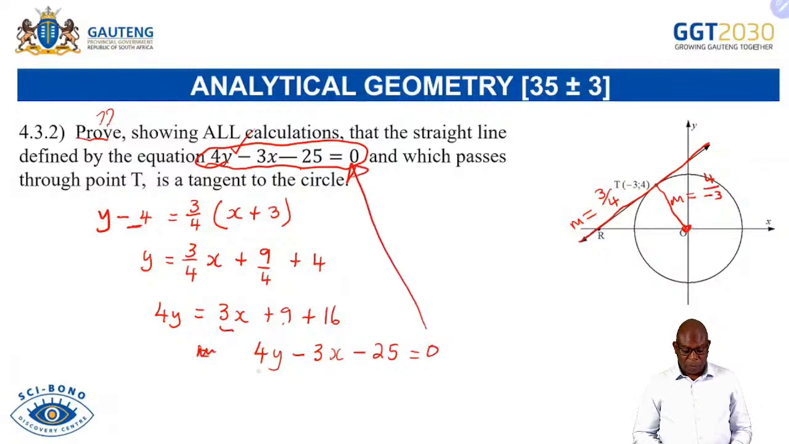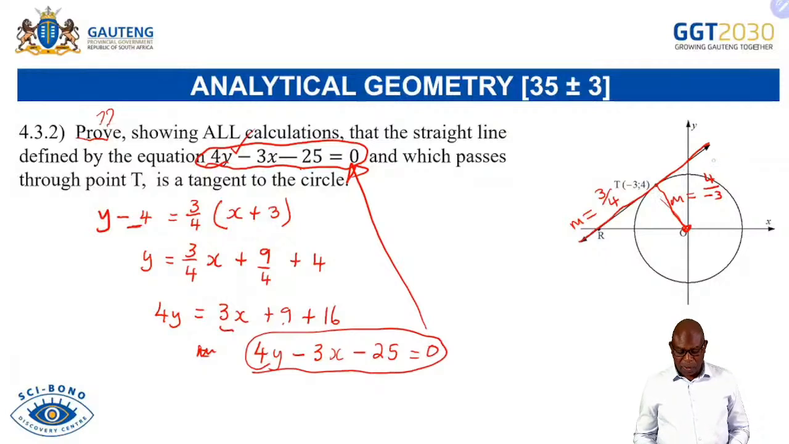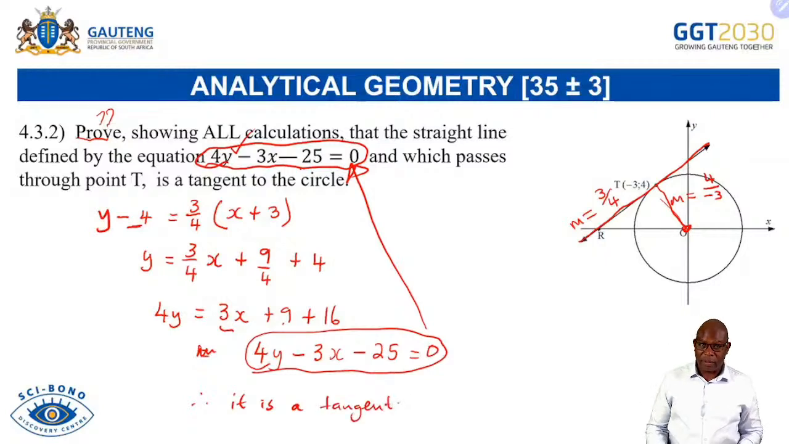So I've already proved that this will be the tangent because I've already calculated the tangent by using the gradient of the radius and the gradient of the tangent. So that's what they want. So in other words, my conclusion is it is a tangent. That line is a tangent to the circle.